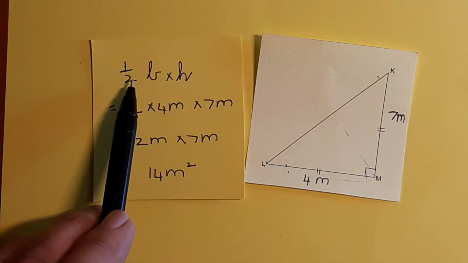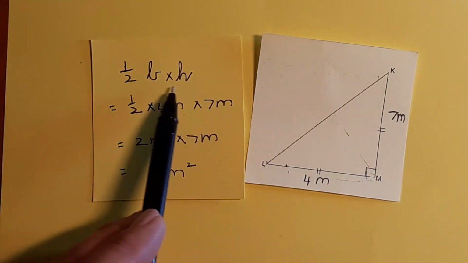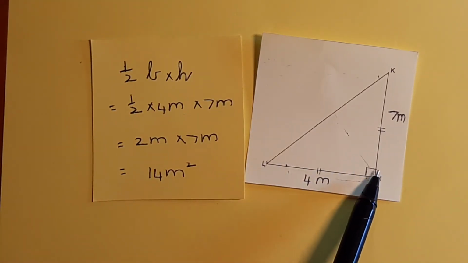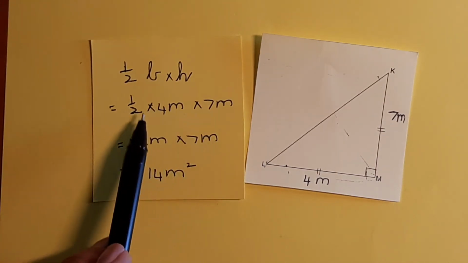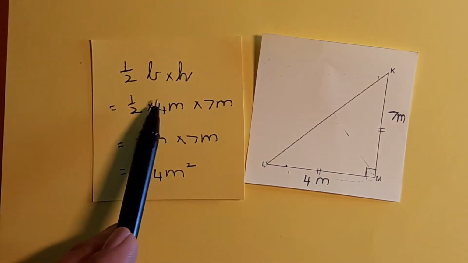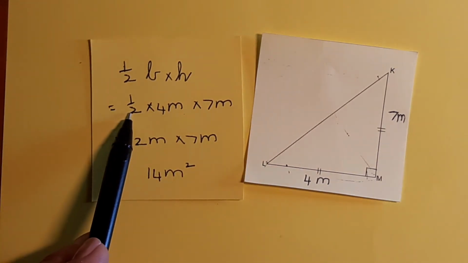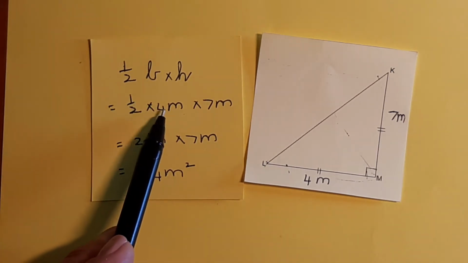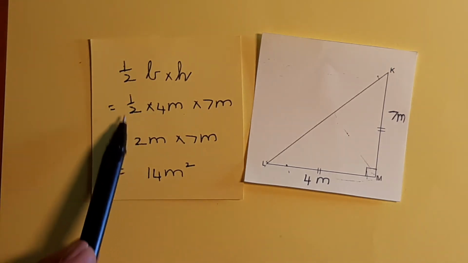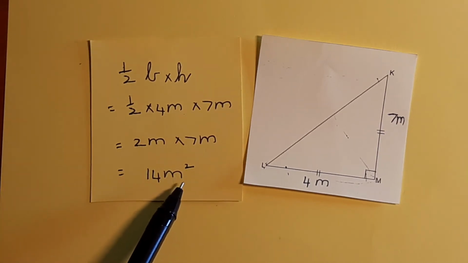Half, because a triangle is only half of a rectangle. My base is the one at the bottom, and the height is a perpendicular height, the one that makes a 90-degree angle on the base. So it's half times 4 meters times 7 meters. When you multiply, you can choose. You can either say 4 times 7 is 28, then you halve that, it's 14 meters squared, or you can halve, if it's an even number, one of the numbers there, so half of 4 is 2 meters times 7 meters, that gives you 14 meters squared.